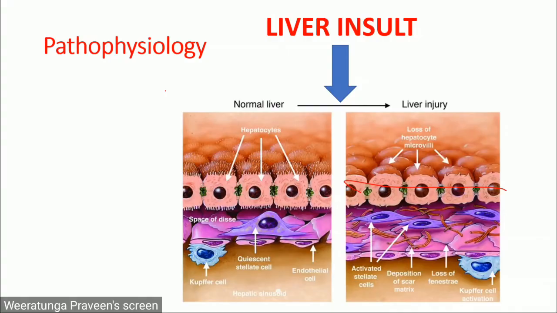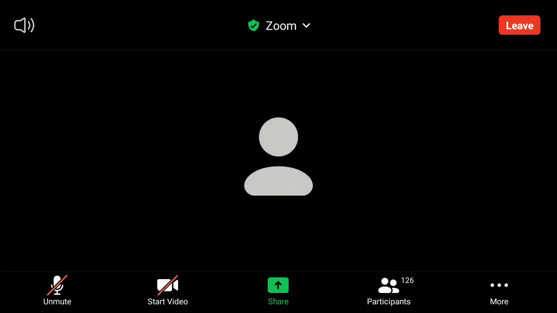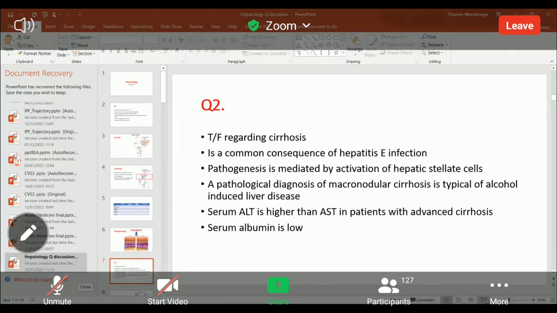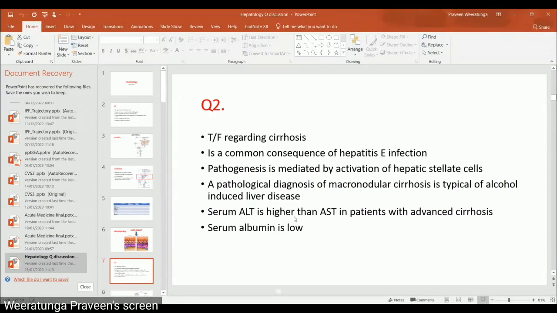Now, battery ball. Okay, right. Sorry. Sorry. Yes, sir. Hi. Okay. Right.